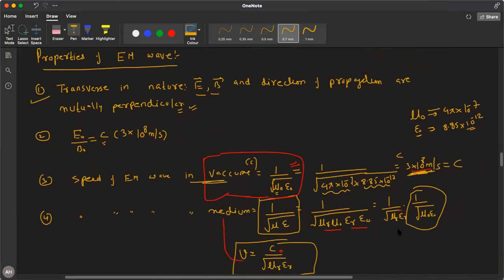If you do the same calculation in a medium, instead of mu naught, we use mu. Instead of epsilon naught, we use epsilon. Mu is mu r, the relative permeability, into mu naught. In the same way, epsilon is epsilon r, the relative permittivity, into epsilon naught. This 1 by root over mu naught epsilon naught, you can write as C. So that's C by root over mu r epsilon r. That is the speed of electromagnetic wave in a medium. And this is the speed of electromagnetic wave in vacuum.